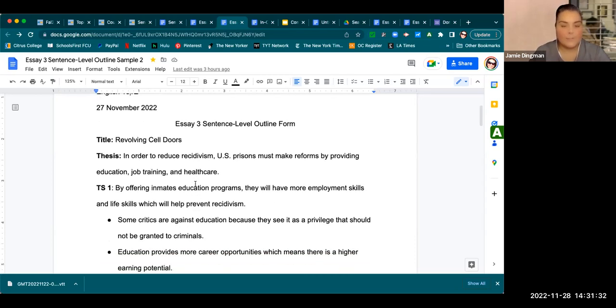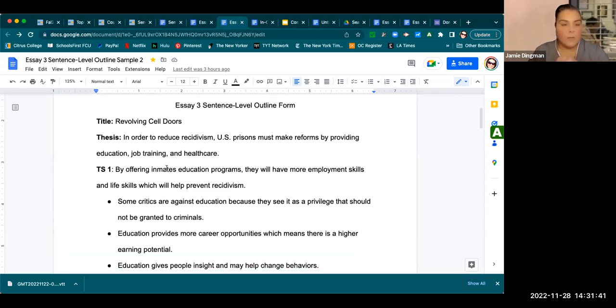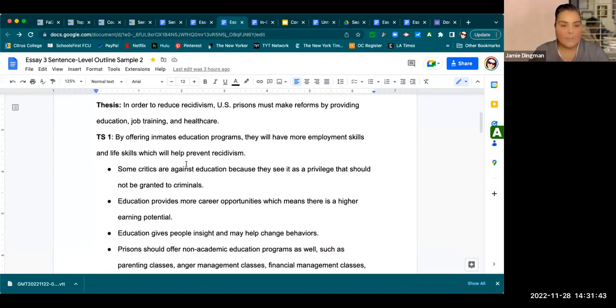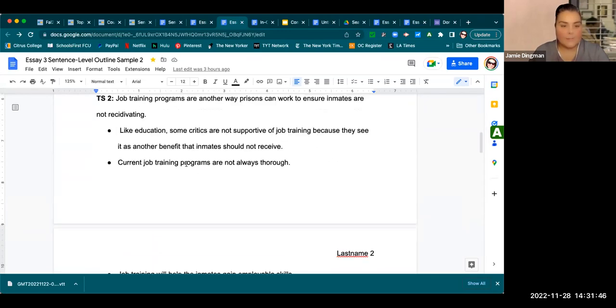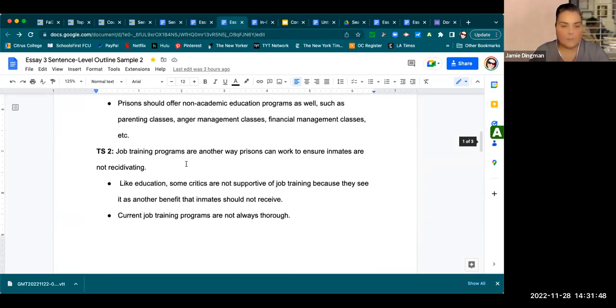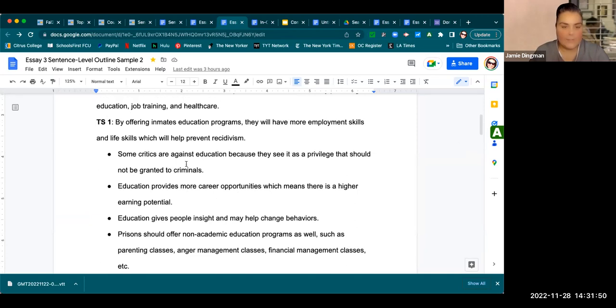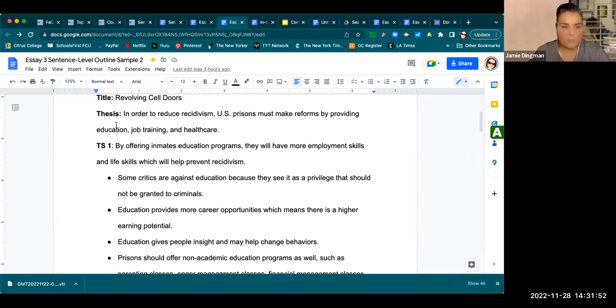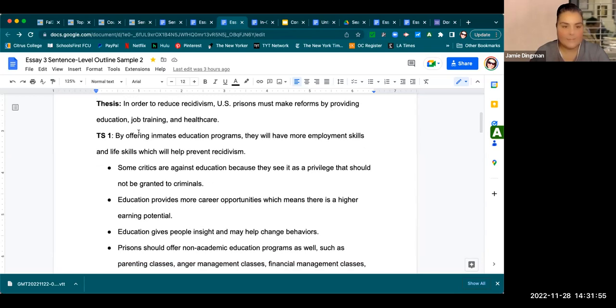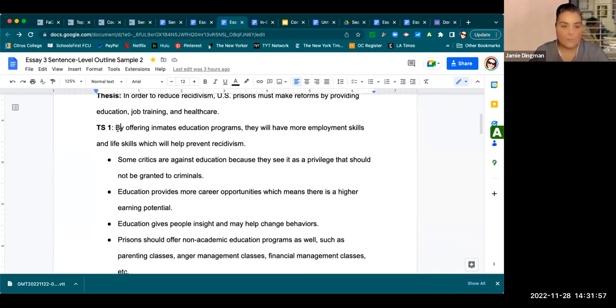In order to reduce recidivism, U.S. prisons must make reforms by providing education, job training, and health care. So similar to the sample one I just did. So we have that thesis. Now we're going to take a look at their actual body part of the outline. So let's take a look at this first one. Their first point that they bring up in the thesis is education. So the first thing that we want to do is construct your topic sentence, right? That makes a claim about that certain idea, and it's education.